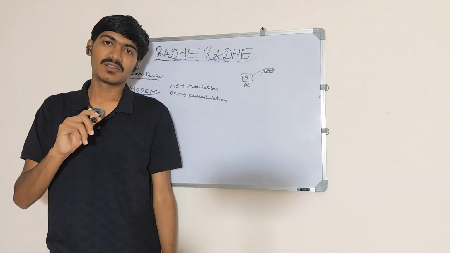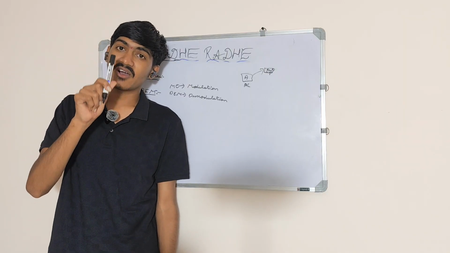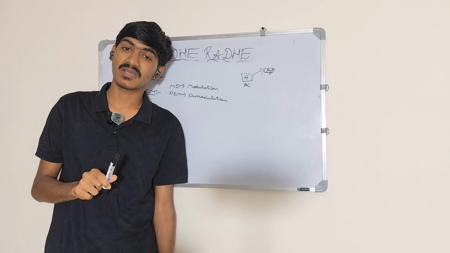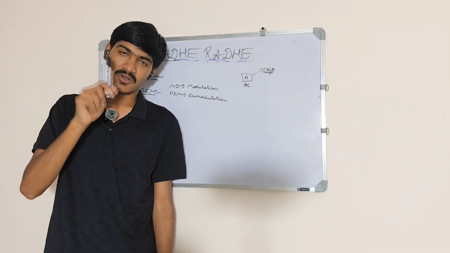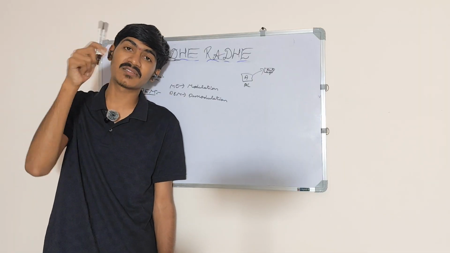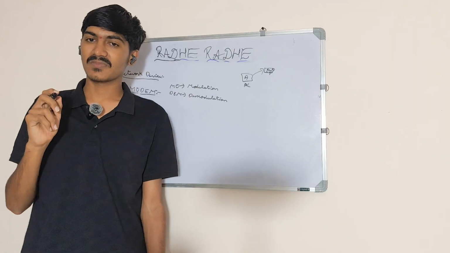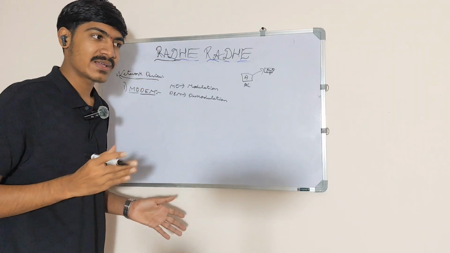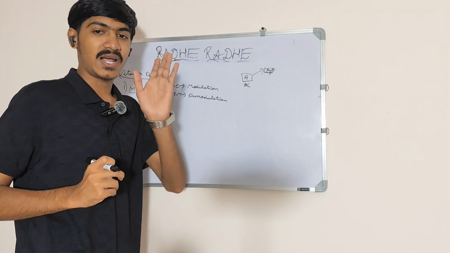Modulation is nothing but the process of converting digital data or digital signal into analog signal. And what is demodulation? The reverse process of that, the process of converting analog signal to digital signal or digital data, is called demodulation. Why do we do that is the biggest question. Why do we need to convert digital signals to analog signals?